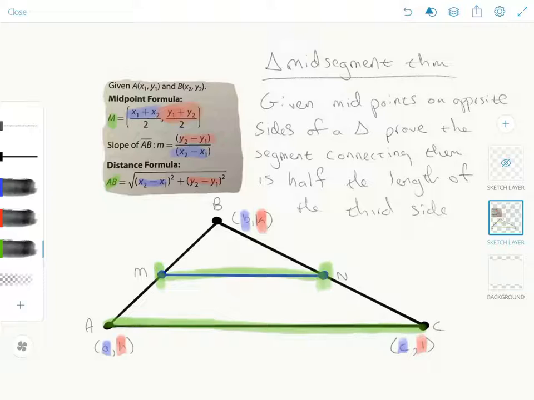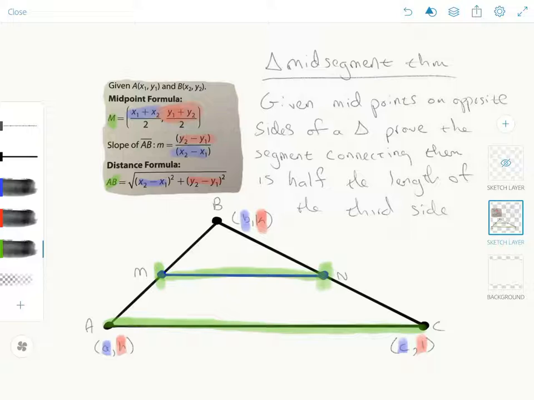So in order to do that, instead of relying on the slope formula like last time, this time we'll be relying on the distance formula. And we're going to use the midpoints that we found in part 1, plug those into the distance formula to find the length of line MN, and then we're going to use the given points here, plug those into the distance formula, and see if we can show that one is half the length of the other.